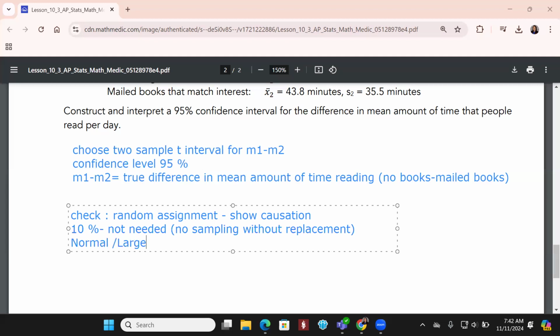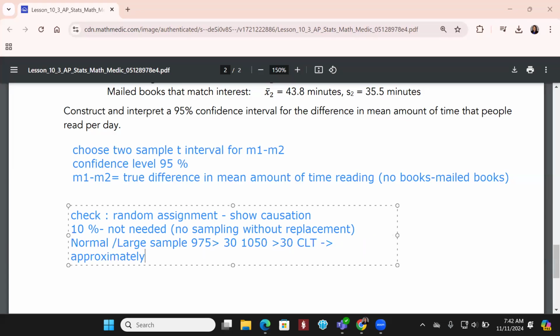Normal or large sample, we have 975, which is greater than or equal to 30. And we also have 1,050, which is greater than or equal to 30. The CLT plus. So this is approximately normal. Questions? CLT, that's my number. It's got to be greater than or equal to 30. That's good.